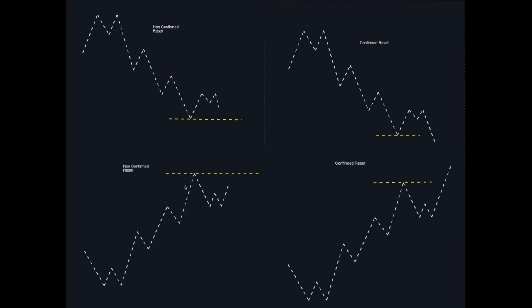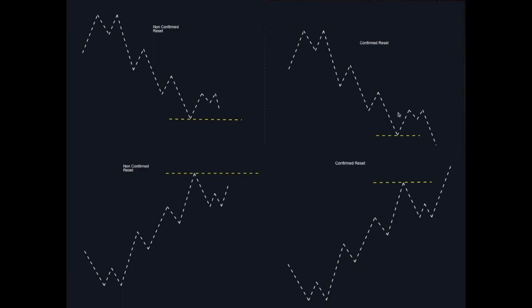Same thing if we're going up. We're at level 3 here. We come down, and we see that we do not break this high here. It is not a reset, because in this particular scenario, price would start to move back down again.